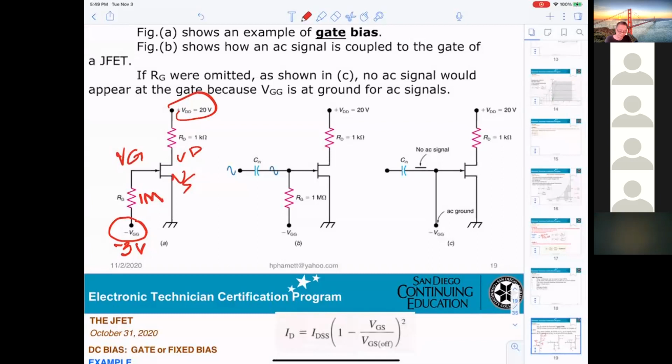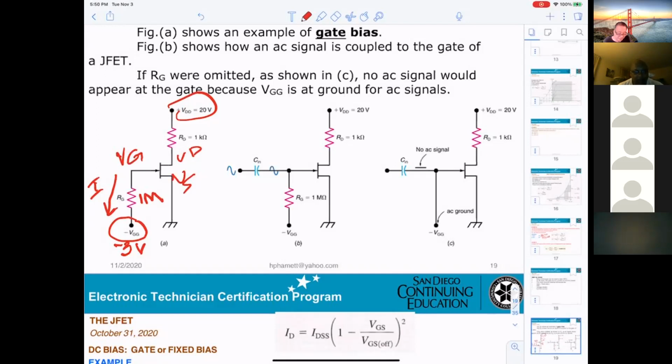Minus 3 volt. 50-50. Now, this is the current flow here. What is that current supposed to be? The gate current. Yeah, but what's it supposed to be? It should be 0, because that 1 meg resistance makes it hard for current to flow.